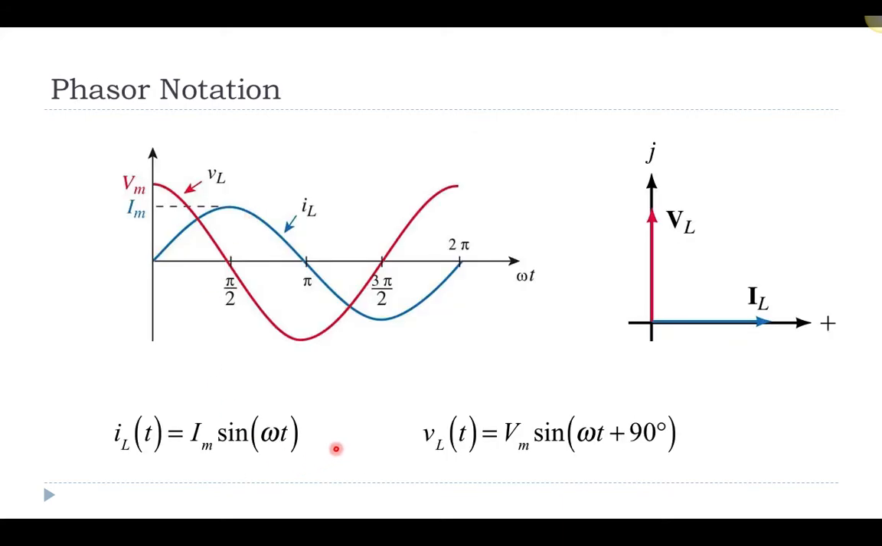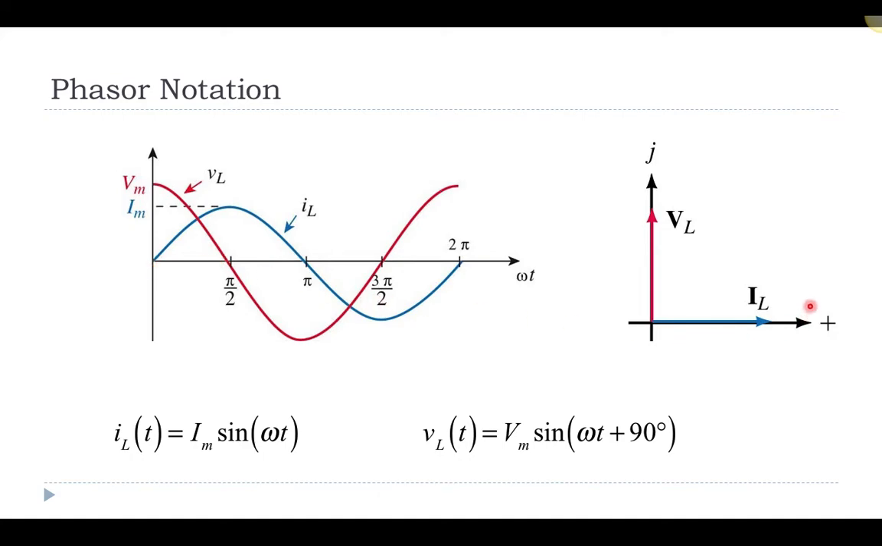If we were to draw a picture of these, we have our current that is varying sinusoidally, and then we have our voltage across the inductor, which is also varying sinusoidally, but has a phase angle of 90 degrees. So it's shifted to the left by 90, which means that at time t equal to 0, the voltage is a maximum when the current is a minimum.